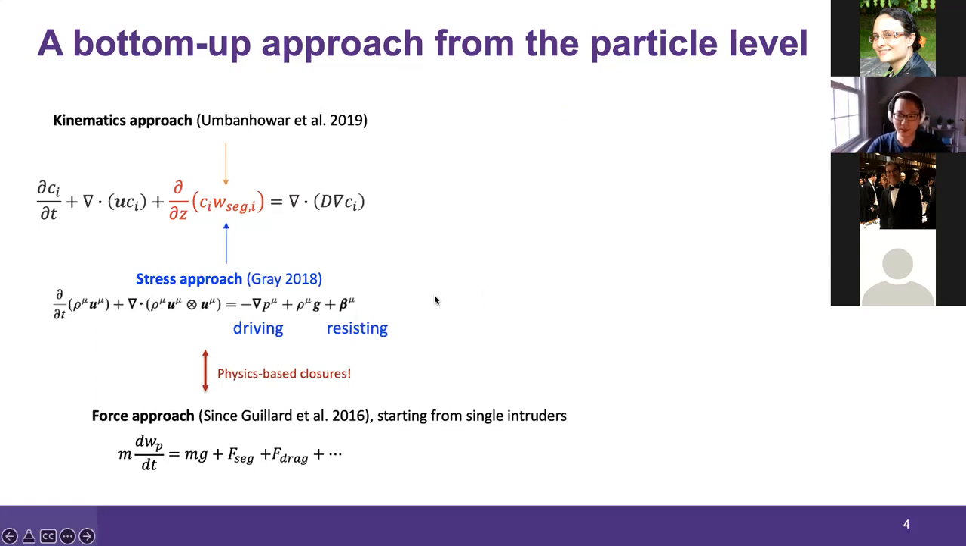Another approach that has been emerging in recent years is the force approach, and I think this approach started from a seminal paper in 2016, where instead of looking at a lot of particles, we focus first on a single intruder particle in the granular flow, and try to understand what forces are acting on it. Then, based on the equation of motion for the intruder particle, which is more like a discrete version of the continuum equation, you can still find gravity, some driving force and some resistive force. This can be used to describe the segregation process, at least for the intruder case.